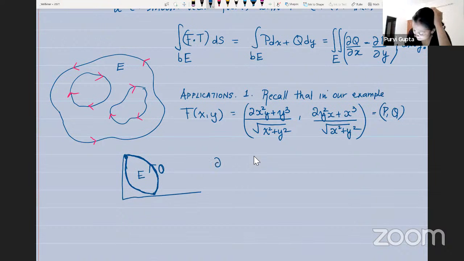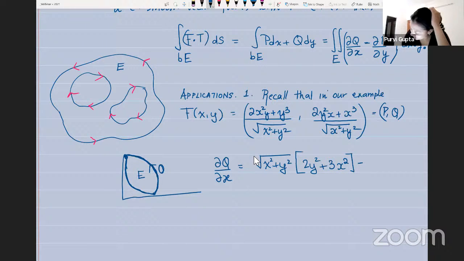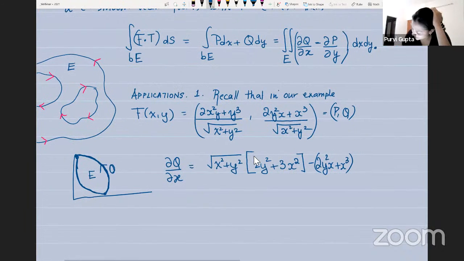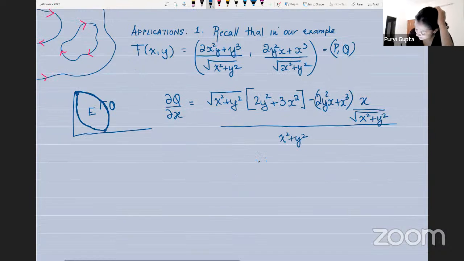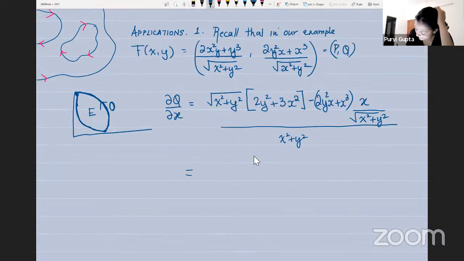But when you compute, let me compute del Q by del X. We have to do this using the quotient rule, and I'm sure everybody is very good at differentiation, but let's just go ahead and do this. 3x squared minus, so now I have 2y squared x plus x cubed, and what is this derivative over here? I get x over the square root of x squared plus y squared, and all of this gets divided by x squared plus y squared. So if we simplify this a bit, I'll take a common denominator and throw that denominator.